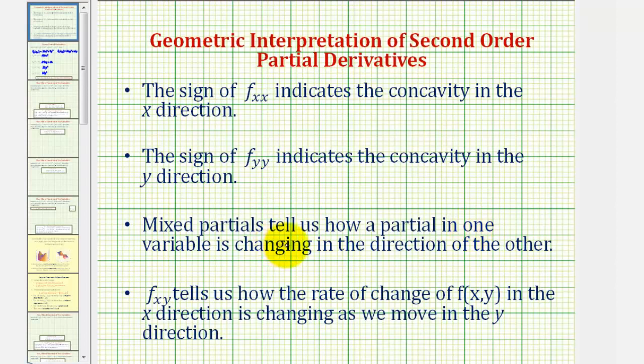And the mixed partial derivatives tell us how a partial derivative in one variable is changing in the direction of the other. We can also say that the mixed partial derivative with respect to x and then y tells us how the rate of change of f in the x direction is changing as we move in the y direction.